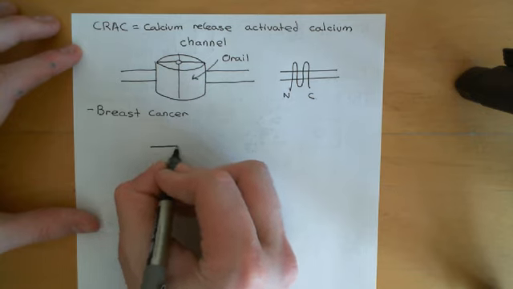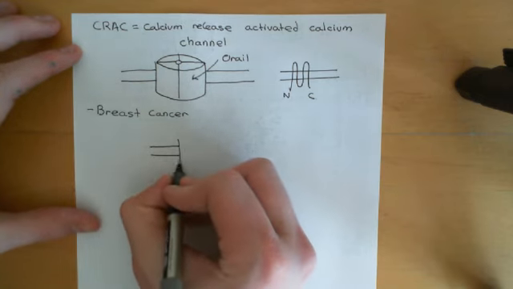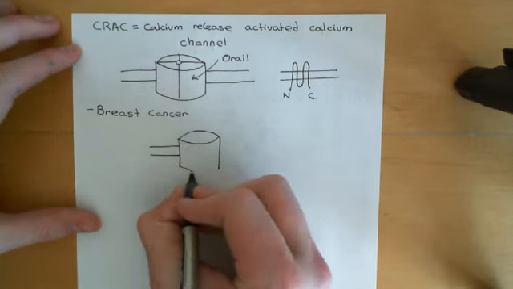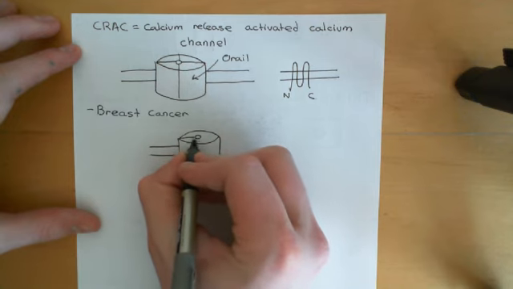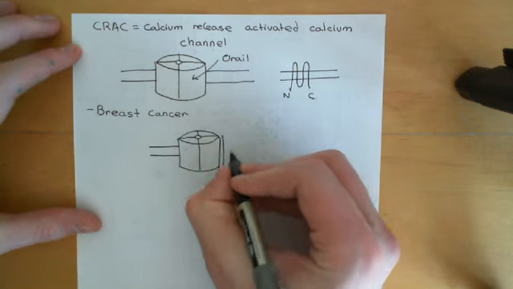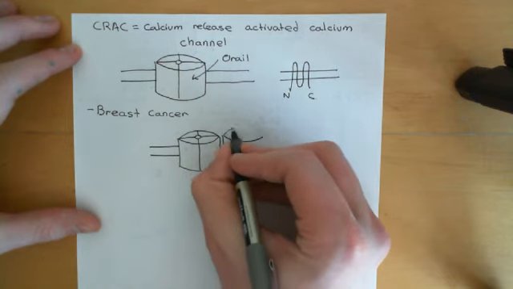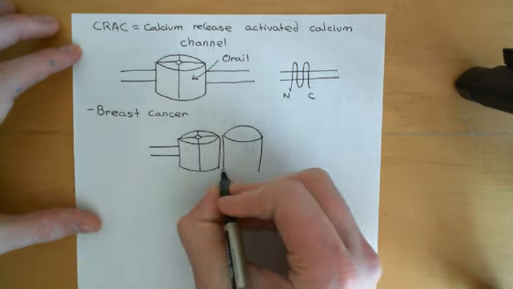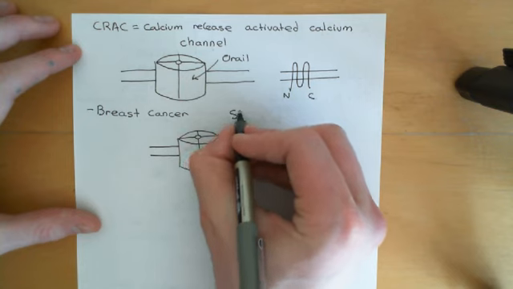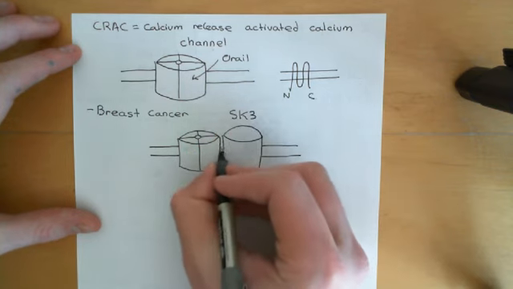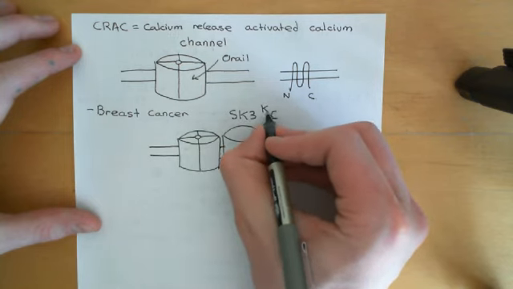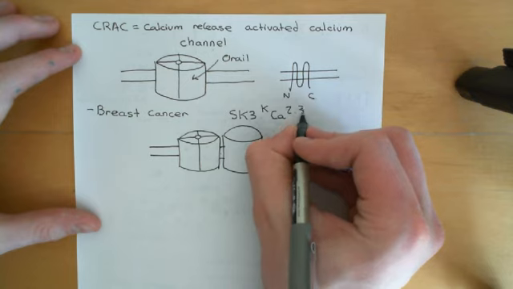So let me show this complex. The complex seems to be a complex between the Orai1 CRAC channel, so this Orai1 homotetramer here, and then also an SK potassium channel, specifically an SK3 calcium activated potassium channel, which remember is a calcium activated potassium channel made up of 3 KCa2.3 subunits, so KCa2.3 subunits.